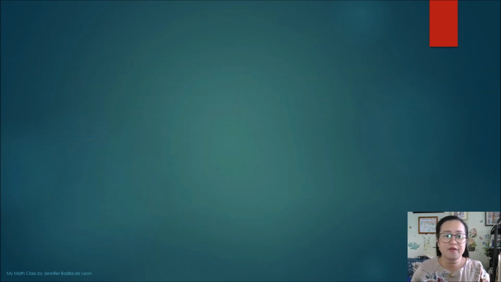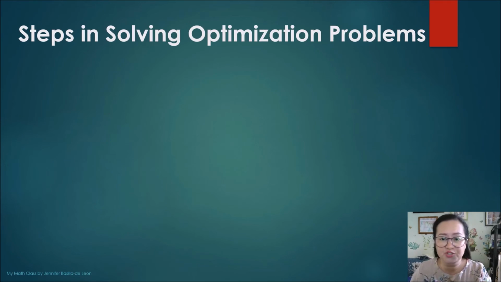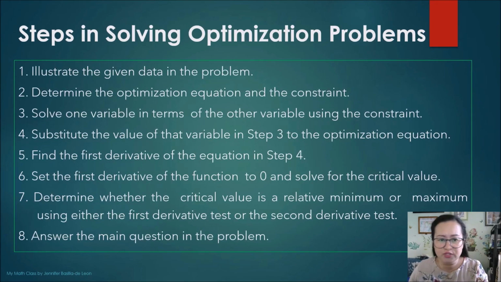The concepts we have just learned can be applied when optimizing our scarce resources. Now let me present to you the steps in solving optimization problems. First, you have to illustrate the given data in the problem. The second is to determine the optimization equation and the constraints. Next, we solve one variable in terms of the other variable using the constraint. And then we substitute the value of that variable in step 3 to the optimization equation.